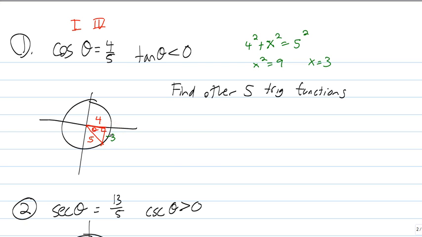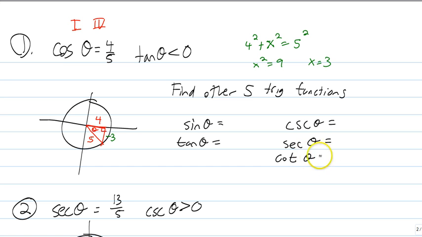So I know what cosine is. Basically, I want to know what sine is. I need to know what tangent is. I need to know what cosecant is. I need to know what secant is. And I need to know what cotangent is. Here's a little hint. Get sine, cosine, and tangent first.